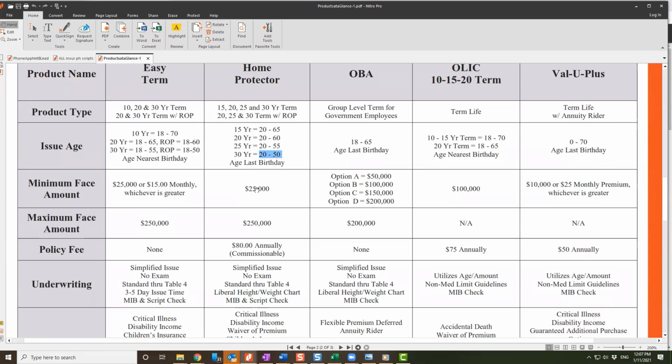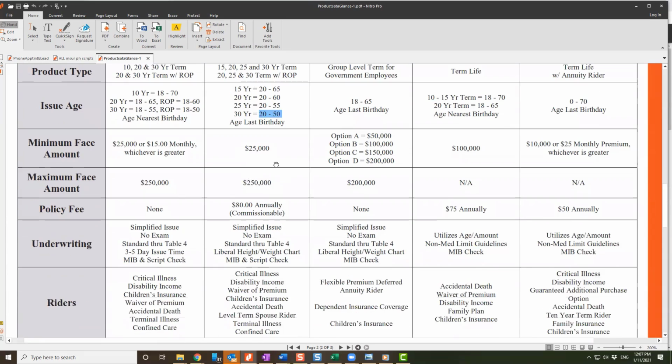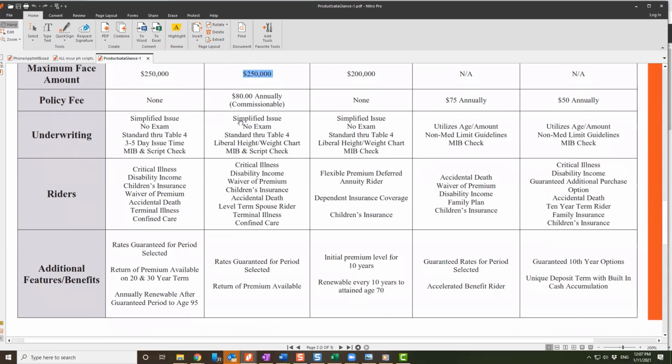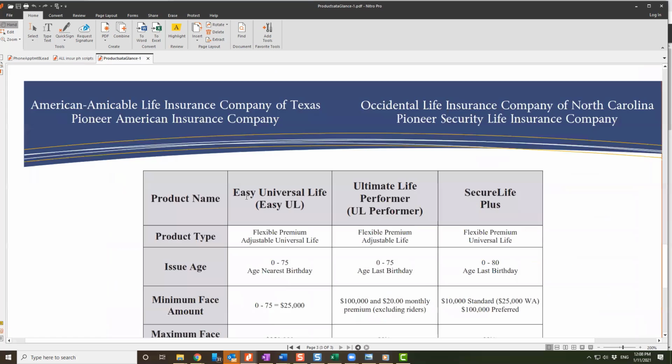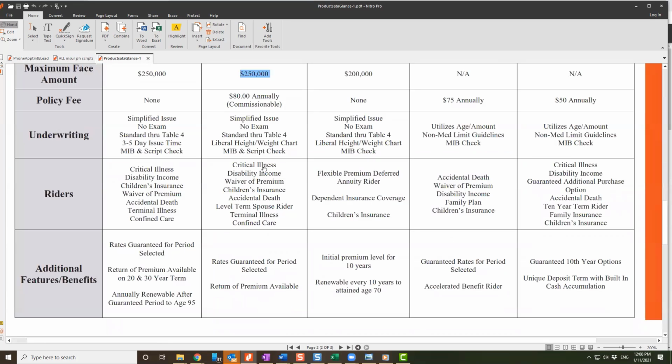The minimum face amount is 25,000. The maximum face amount moved to 300,000 now, it's not 250, it's 300,000. The underwriting is simplified issue, which means there's no exam, no blood or urine, okay? And the benefits to the customer is we can add critical illness, disability, unemployment, that's the waiver premium.